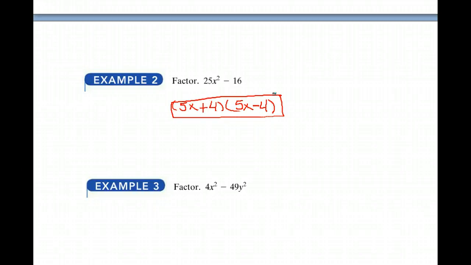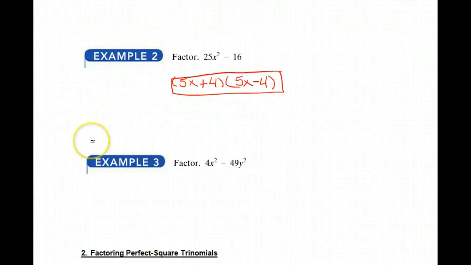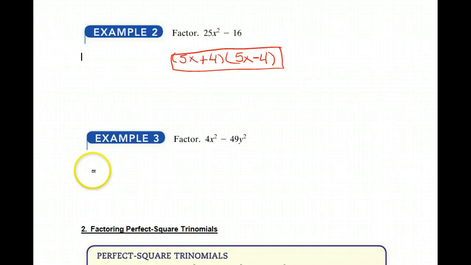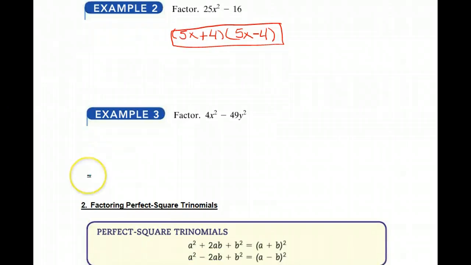Again, it's always a good idea for you to check your work by FOILing to make sure that you get back to where you started. I would like for you to go ahead and try example 3. Please pause the recording, try it out, and when you're ready, please press play and we'll go over your answer together.